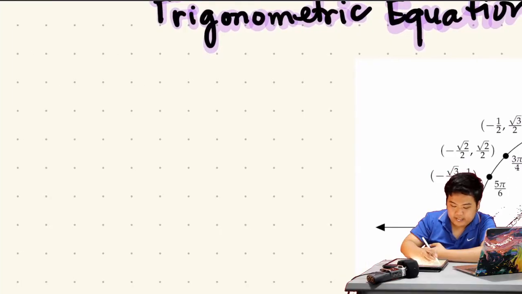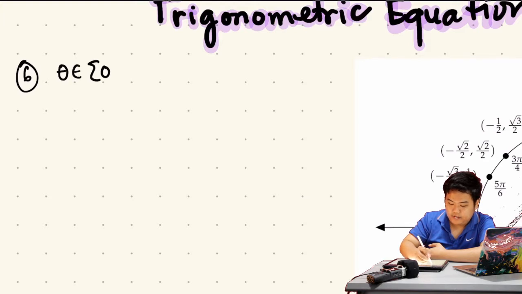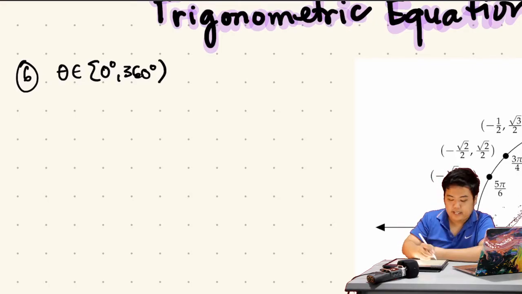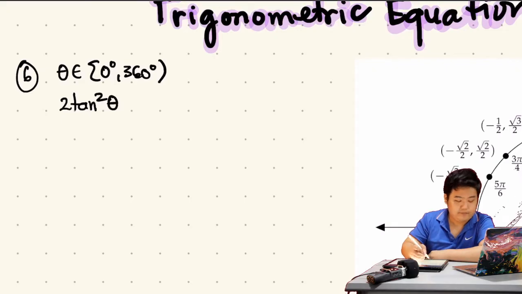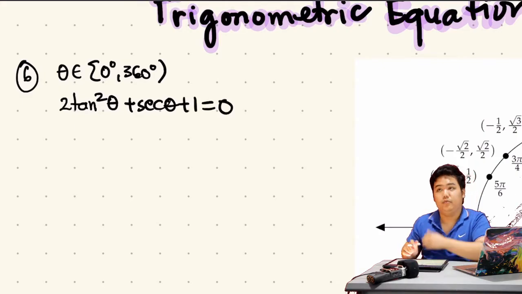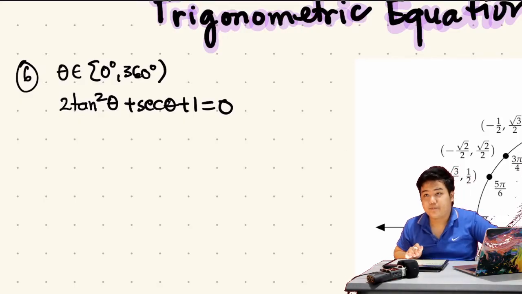Okay, so number 6. So, again, theta is 0 to 2 pi. Pero dito, dinigris niya, no? But 0 to 2 pi lang ang ibig sabihin nun. So, let us solve for theta in 2 tangent squared theta plus secant theta plus 1 equal to 0. So, let us compute for theta.